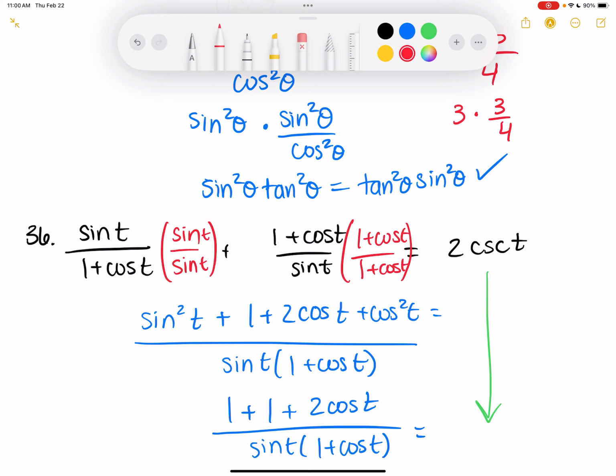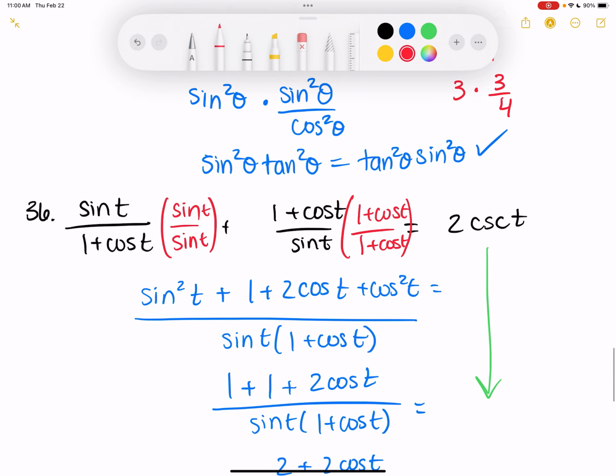Riley, you look confused. Sine squared plus cosine squared: sine times sine is sine squared. And then 1 plus cosine t times 1 plus cosine t is 1 plus 2 cosine t plus cosine squared t, because it's a perfect square trinomial.